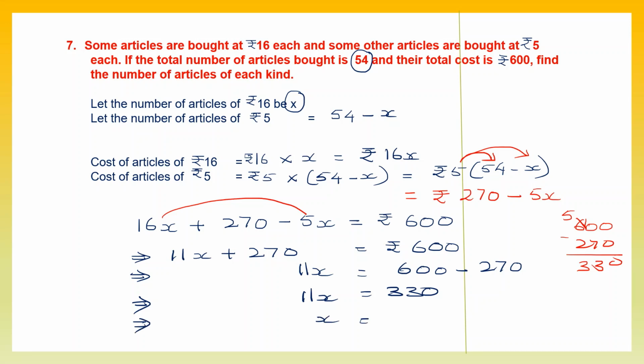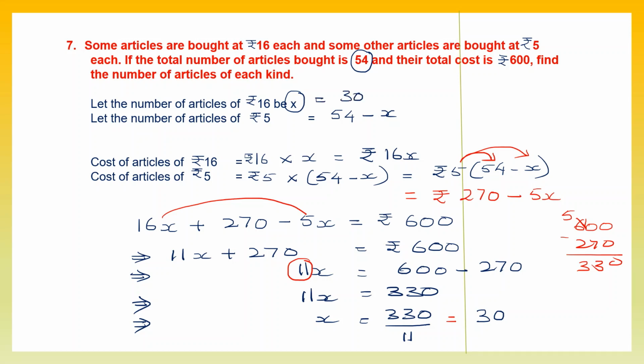X will be 330 divided by 11, again because of transposing. So now let's divide. 11 threes are 33, and the 0, so that's 30. So x is 30, and what is x? It's the number of articles of 16 rupees. So that is 30. So let's write that down there. So that is equal to 30.